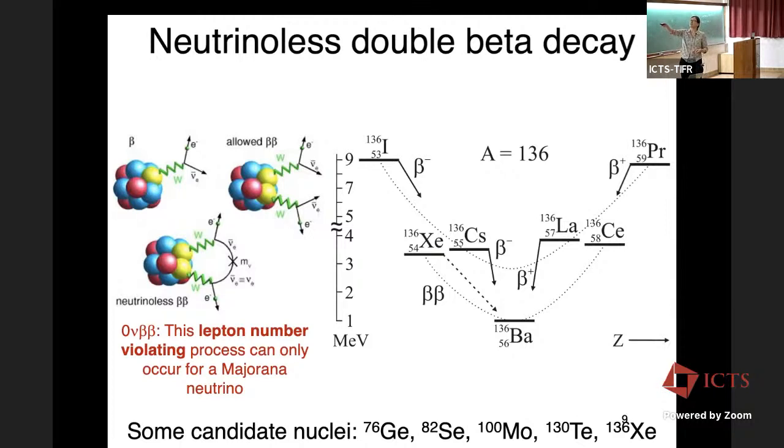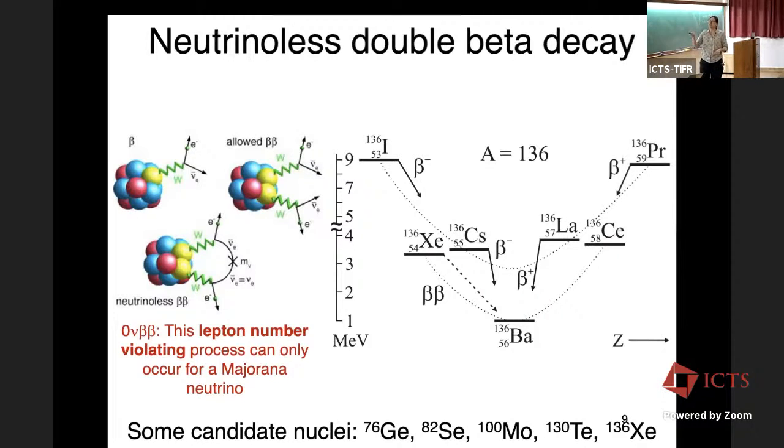So here we see the emitted electron antineutrino flip its helicity and be absorbed over here as an electron neutrino. In order for this to happen, this is a lepton number violating process, and it can only occur for a Majorana neutrino, and it can only occur for a massive Majorana neutrino. That should be obvious. So we need that helicity flip there, so the mass of the neutrino is going to come into the rate of this decay because we need to be able to flip the helicity when we do that.